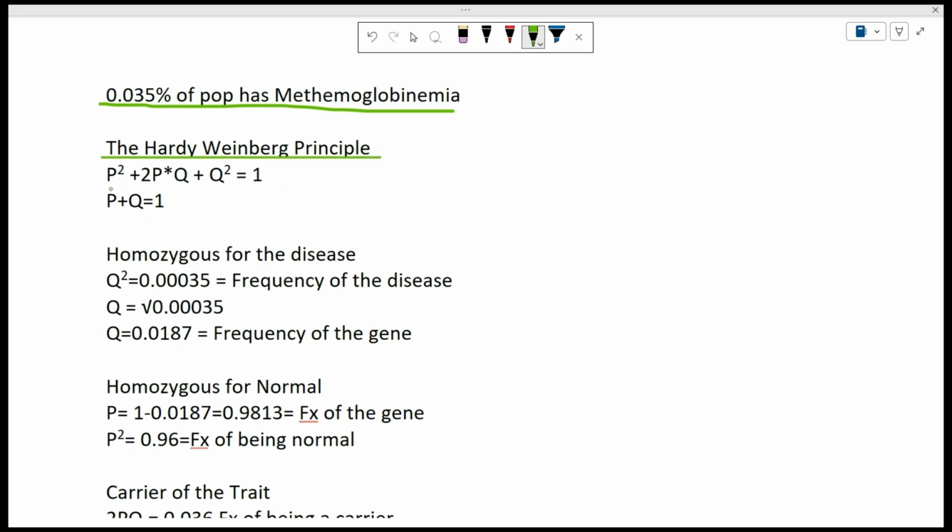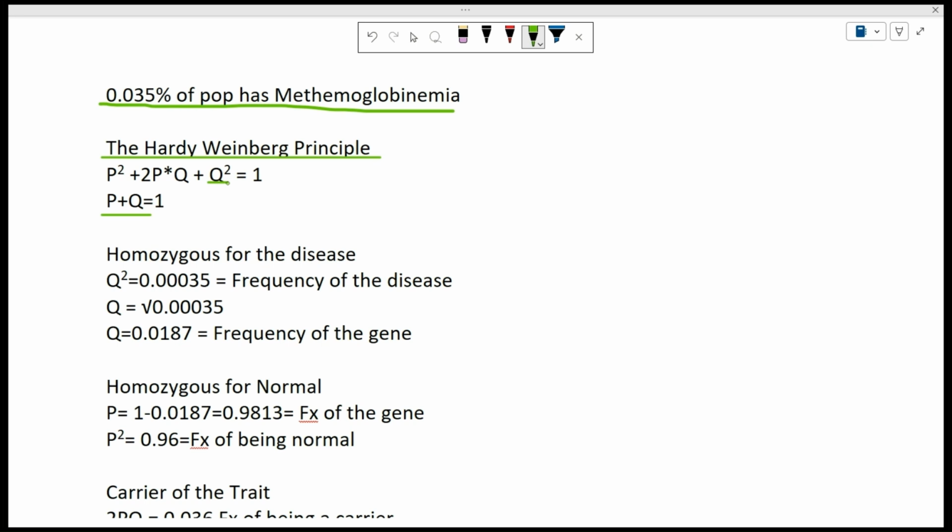So what you have is two genes. You have a P and you have a Q. These are two different alleles in the population. We're going to say P is your normal gene. Q is the gene that's causing methemoglobinemia, right? And so you can break this down a couple of ways.